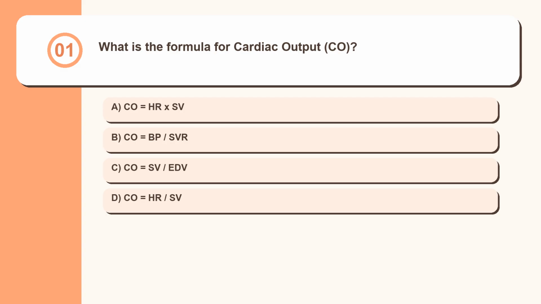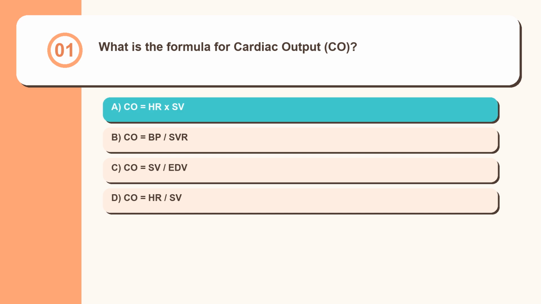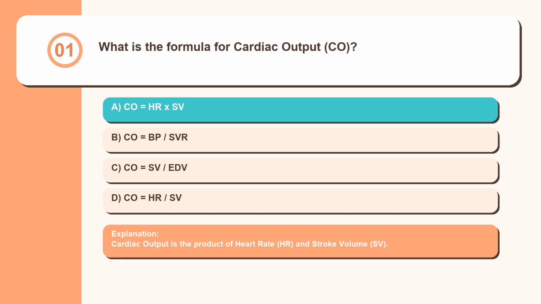Question 1. What is the formula for cardiac output, CO? CO equals HR x SV. CO equals BP/SVR. CO equals SV/EDV. CO equals HR/SV. Cardiac output is the product of heart rate, HR, and stroke volume, SV.